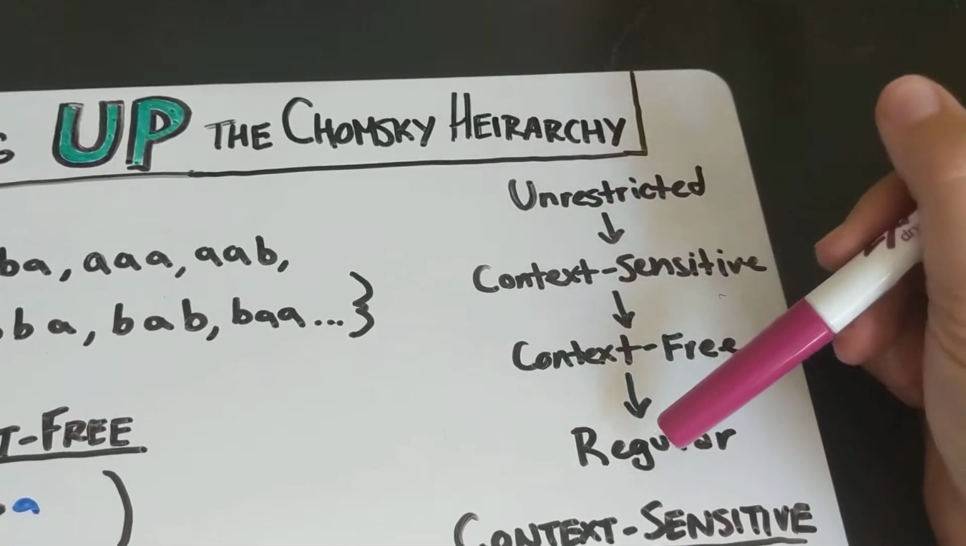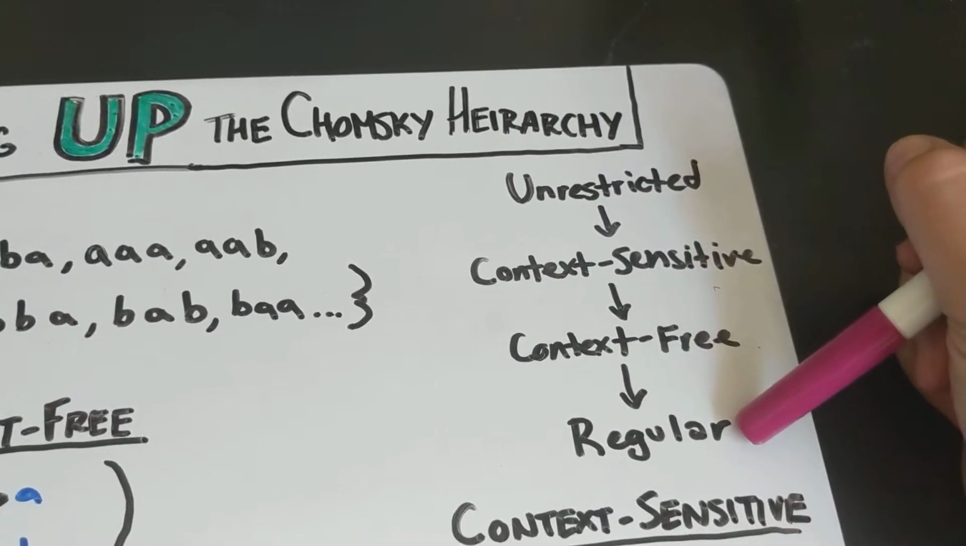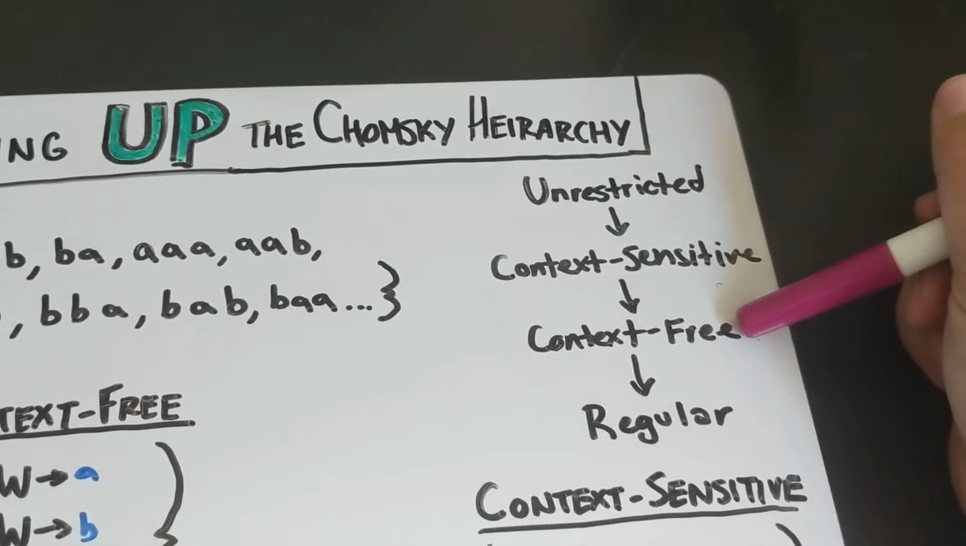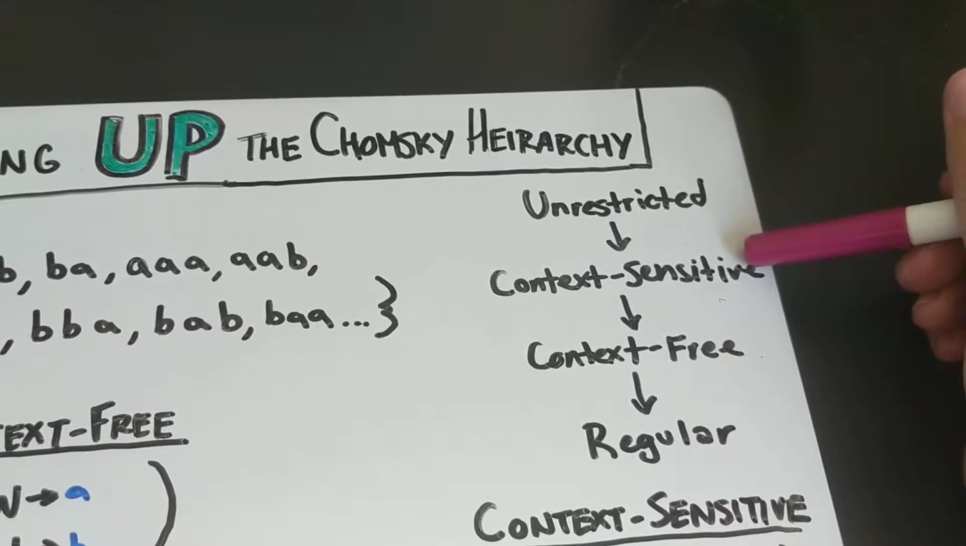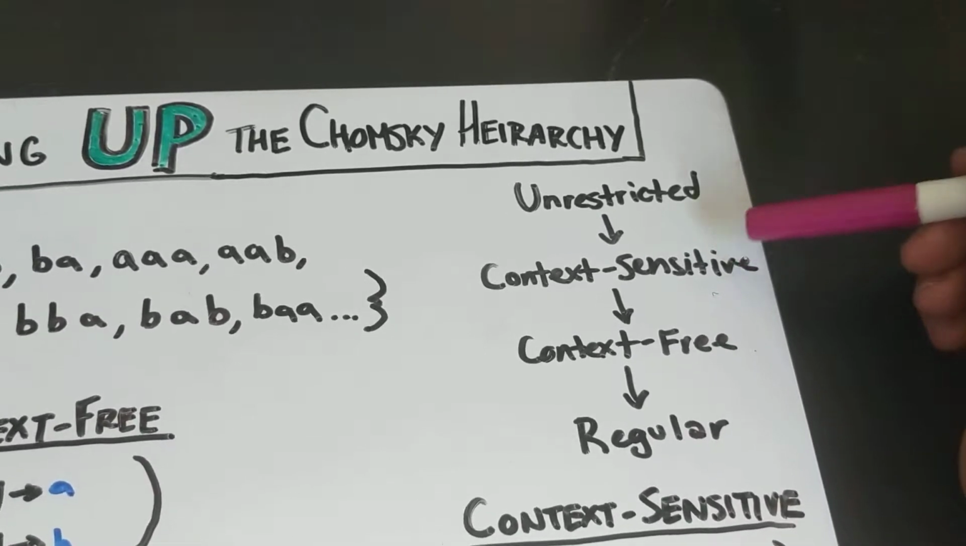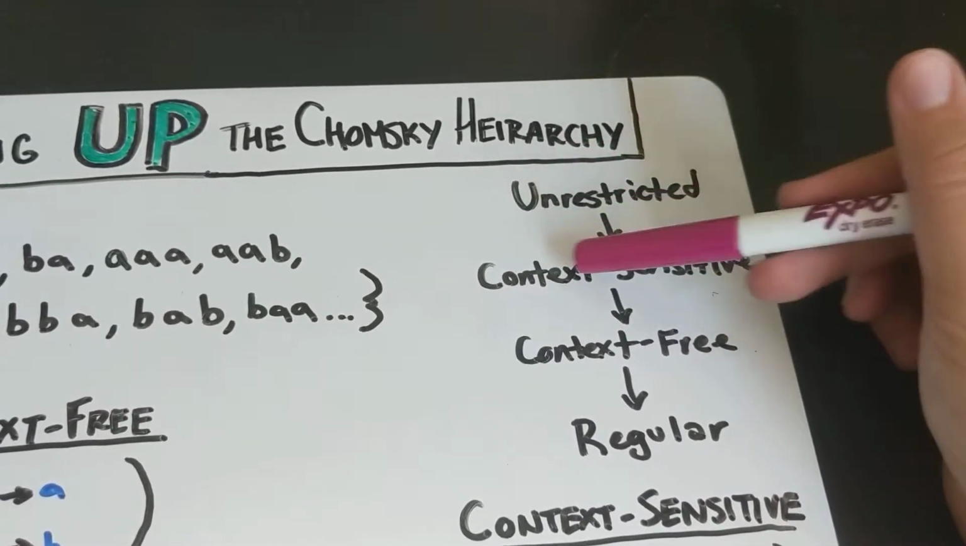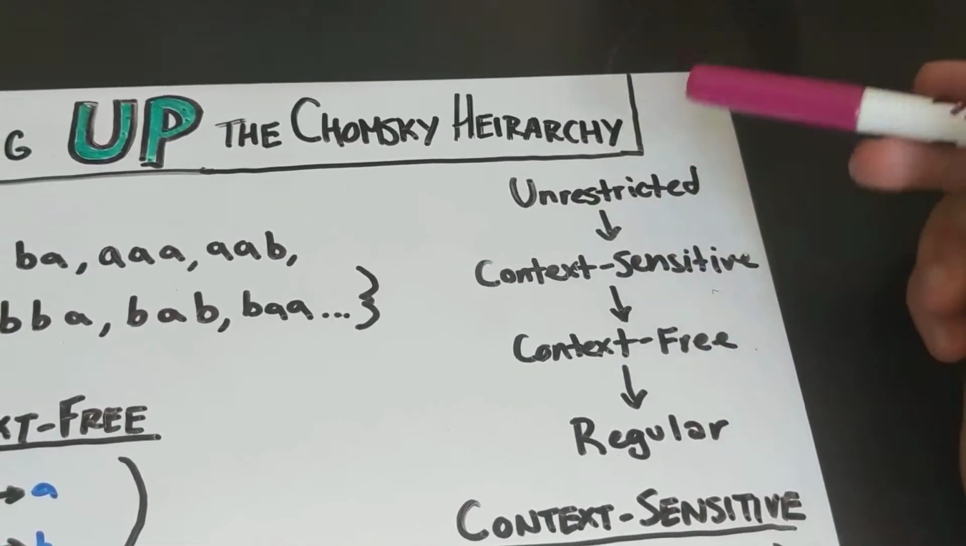In this video, we're going to be talking about how we can change a regular grammar into a context-free grammar, and a context-free grammar can actually change into a context-sensitive grammar, and a context-sensitive grammar can change into an unrestricted grammar, though we won't actually do an example of that. We'll just assume that you can do that.